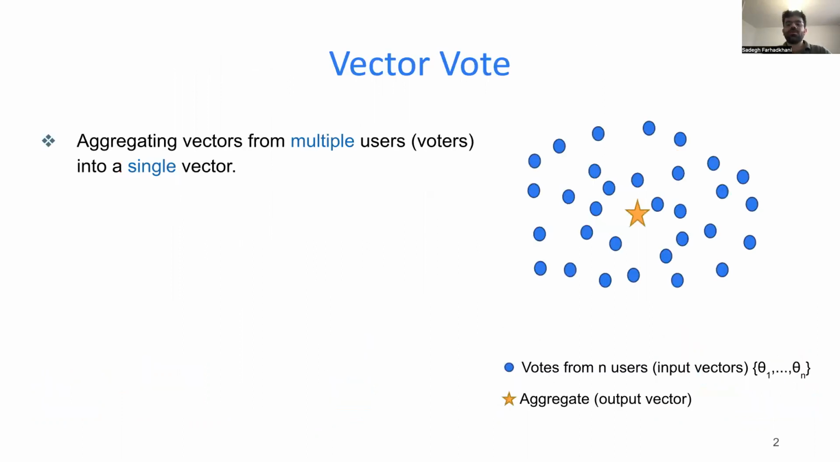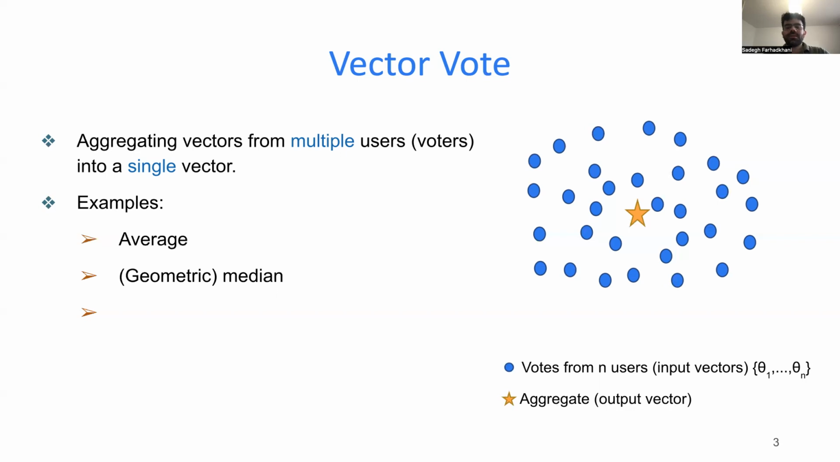Okay, in this work, we consider vector aggregation as a voting problem, meaning that we assume that there are several users in the system and each user proposes a vector, and the goal is to aggregate these vectors into a single vector, which is the output of the system. So in this example here, the blue dots are the input vectors or the votes from the users, and the golden star is the output vector, which is the result of our voting system.